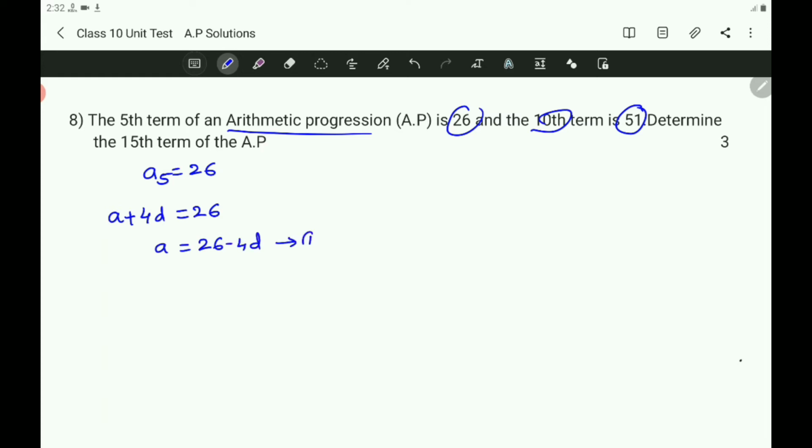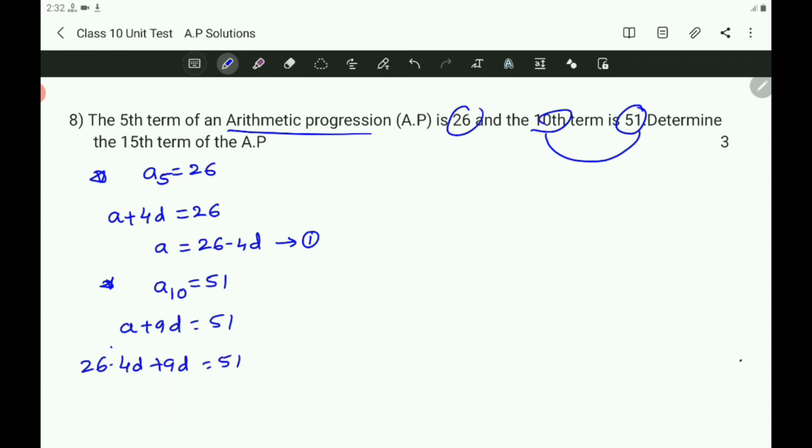Now you consider this as the first relation. Then you take the second relation, the 10th term is 51. The first one is over. Next you take the 10th term, A10. A10 equals 51. Express A10 as A plus 9D equals 51, and in the place of A you write 26 minus 4D. That is, 26 minus 4D plus 9D equals 51.